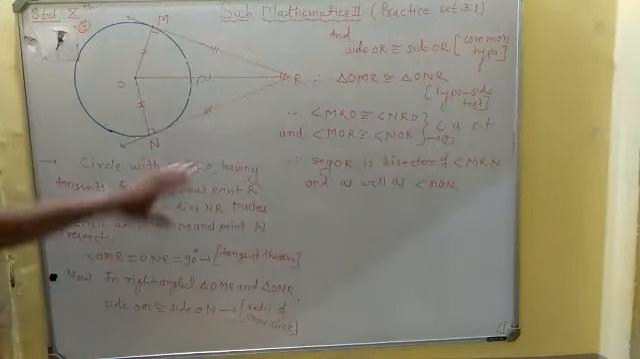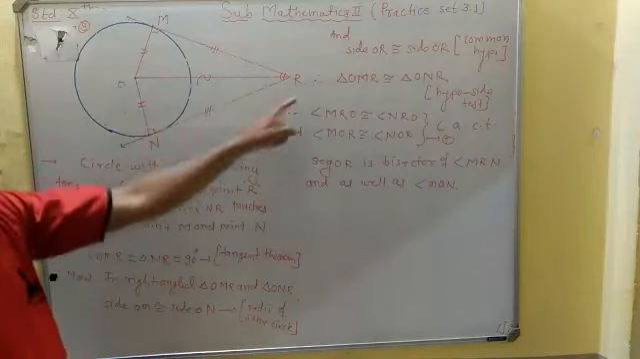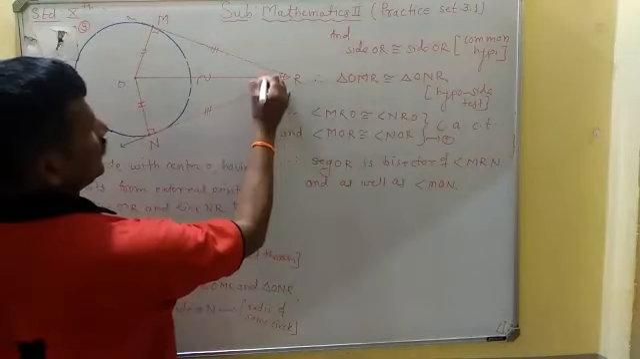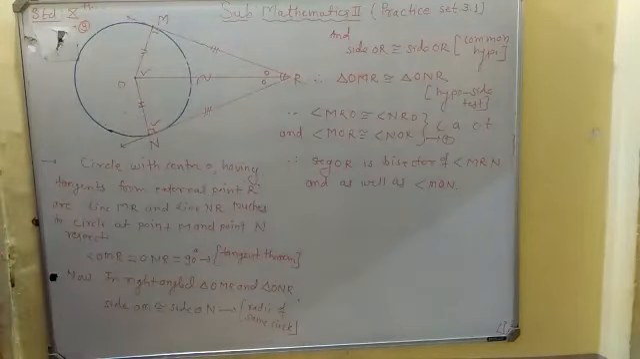ओके, कारण हे दोन अँगल MRO आणि NRO हे कॉन्ग्रुएंट झाले. हे दोन अँगल इथं आपण कॉन्ग्रुएंट दाखवले आणि म्हणून सेगमेंट OR हा काय झाला त्यांचा बायसेक्टर झाला.